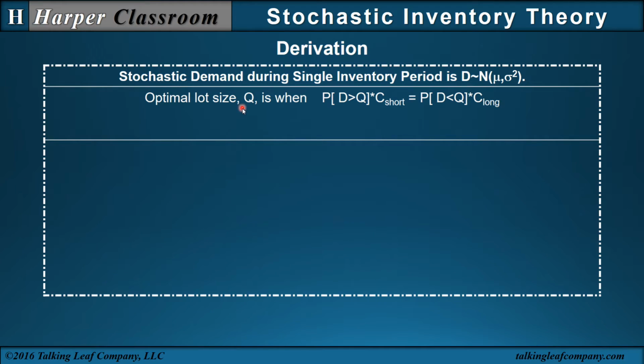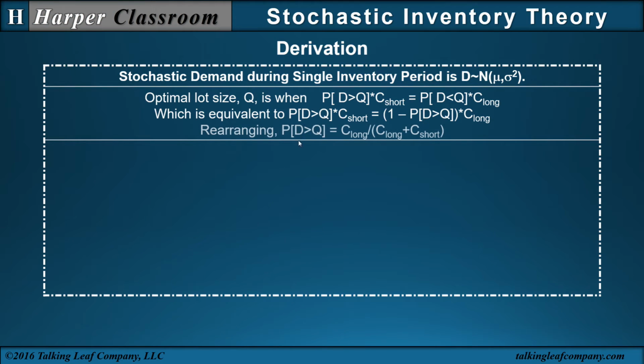The optimal lot size Q is when the expected short cost is equal to the expected long cost. I don't derive this relationship, but it's essentially a break-even concept. This is equivalent to this expression where I take the probability of D less than Q, and I just replace this with 1 minus the probability of D greater than Q, because now I have the same probability. I can solve for that probability and have this relationship. But notice the probability is the demand greater than Q, which is being short. But being short is having stock out, and the probability of that is the probability of stock out.